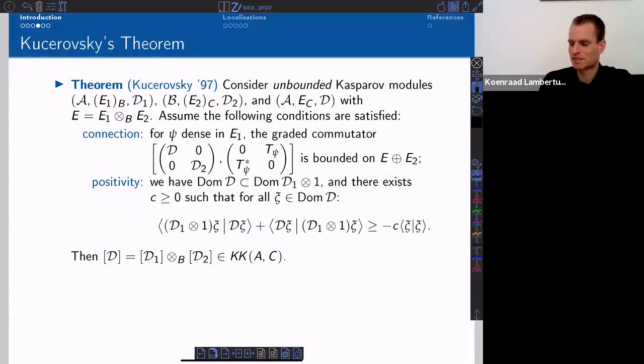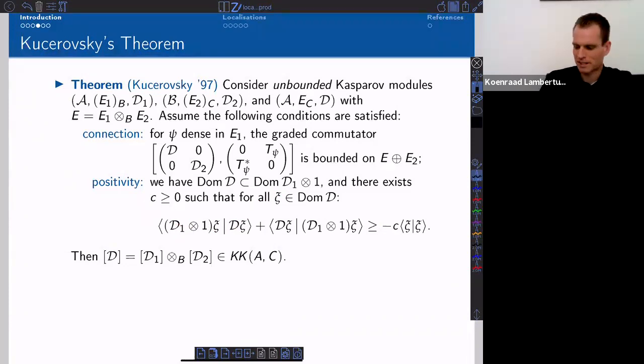So for this, it's more convenient to rewrite this condition, and instead of writing down the commutator, we write it down in the form of this quadratic form here. Still, we need to be a bit careful with the domain. So we assume that the domain of D is contained in the domain of D1, so that both D1 and D are well defined on this vector psi. And now we assume that this commutator form, let's say, is bounded from below.